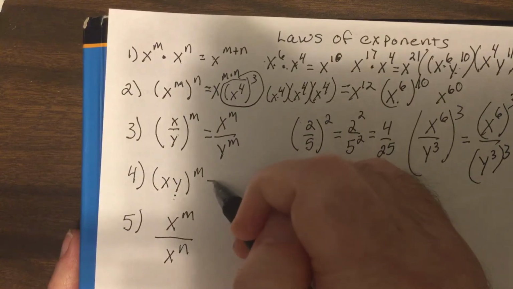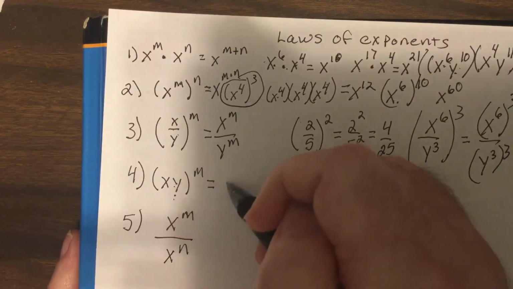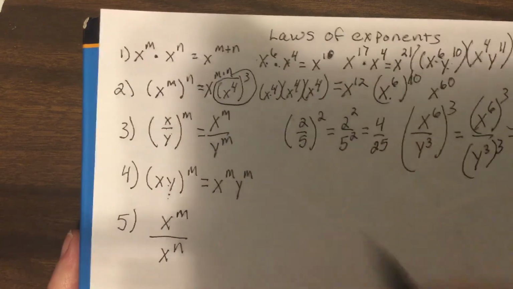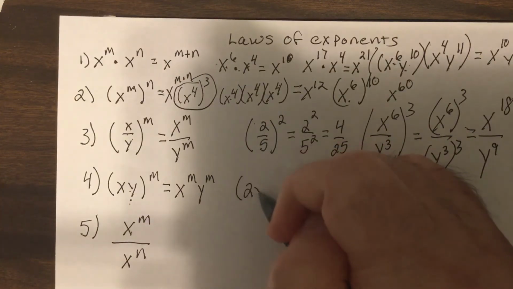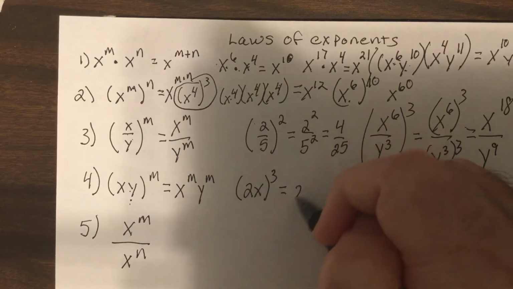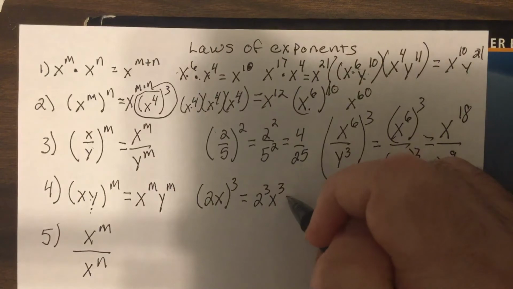Same thing with a product. If you have a product raised to a power, now notice a product, not a sum. Sum is different. So you just raise both to that power. So if I have 2x to the 3rd power, you'd say it's 2 cubed, x cubed. And 2 cubed is 8.